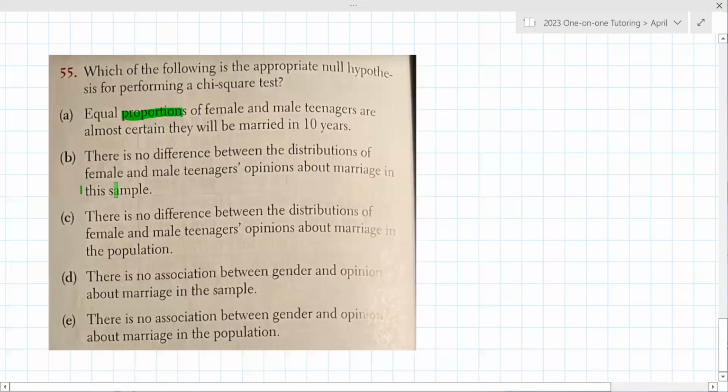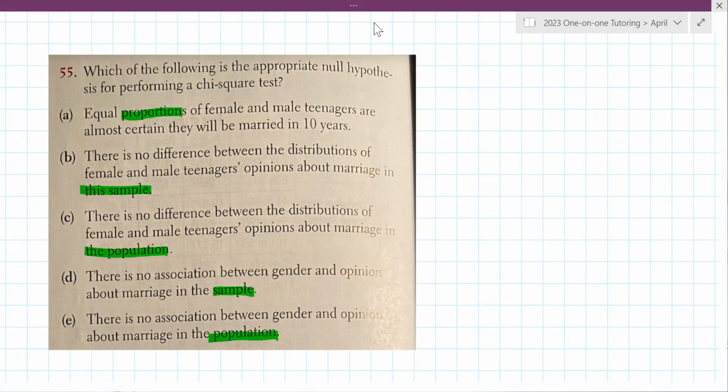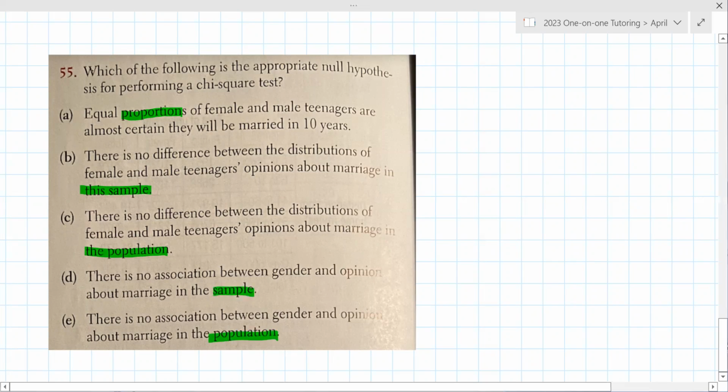And so the second one is sample population. That's kind of important to look at. Sample population. That's to help decide which one's the null hypothesis when performing a chi-square test. Okay. So my question for you on A is, have you seen a chi-square test with proportions? No, I don't think so. They're always frequency counts. Right. So we can cross A out.